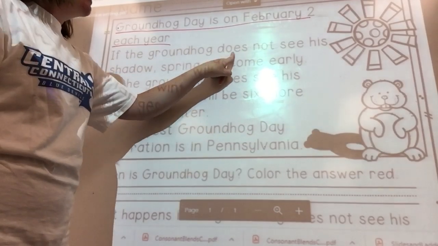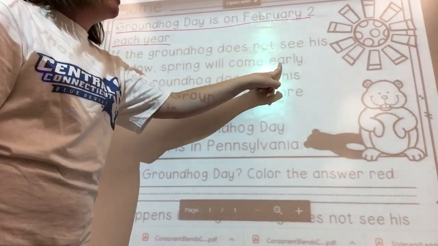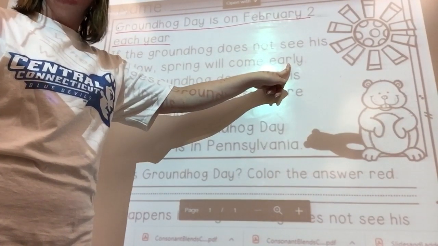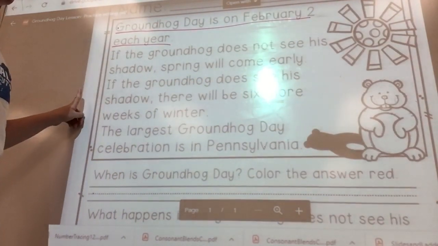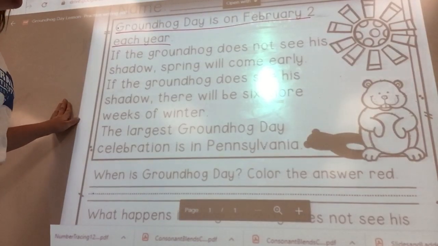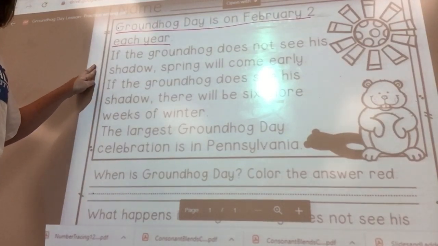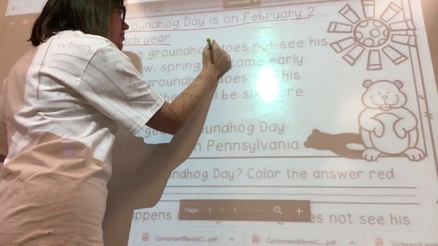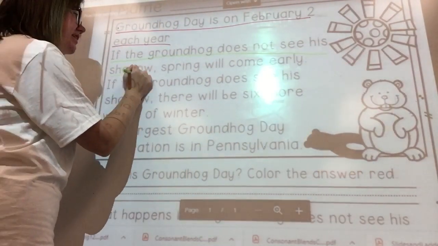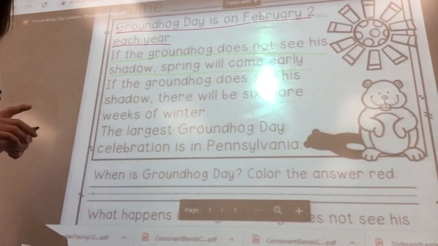If the groundhog does not see his shadow, spring will come early. Wait a second. Does that sentence right there answer a question? A question was, what happens if the groundhog does not see his shadow? Does that sentence answer a question? You're right, it does. So I'm going to take my green marker and I'm going to underline that whole sentence right here, because that tells us what happens if the groundhog does not see his shadow.